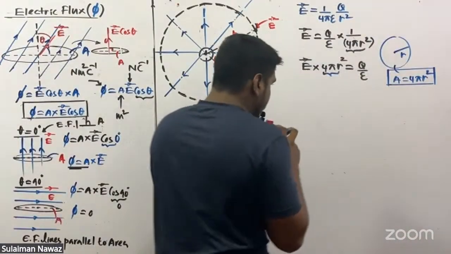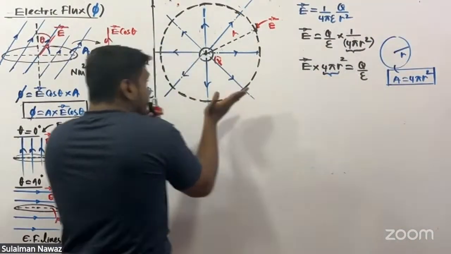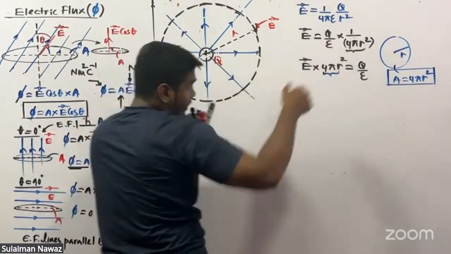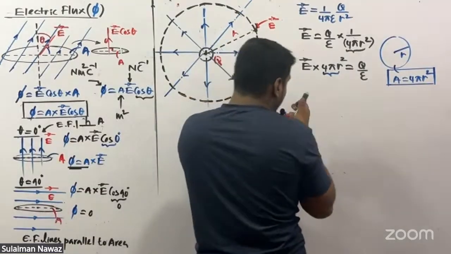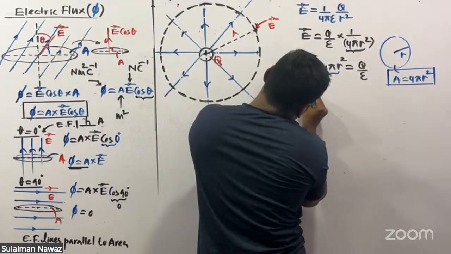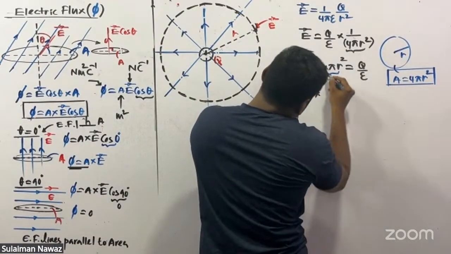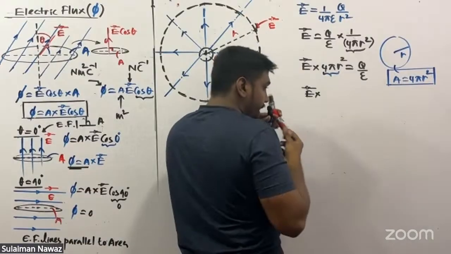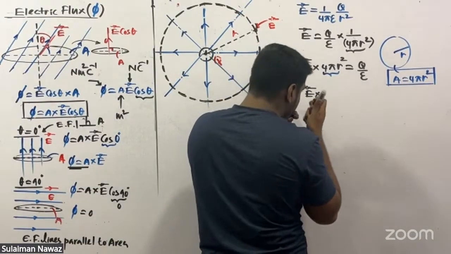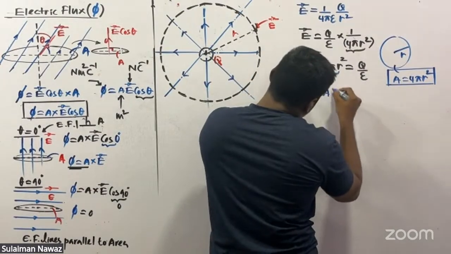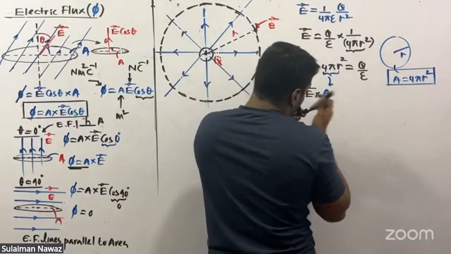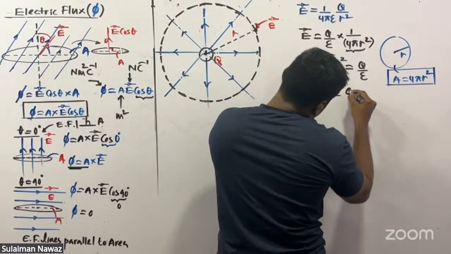Right. I consider now 4 pi r squared means the surface area of this imaginary sphere of radius r. Then I can write down intensity into area. This area I mark as capital A. Intensity into area must be equal to the charge capital Q over epsilon.